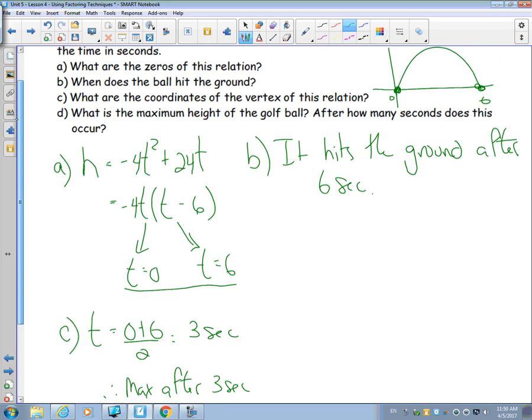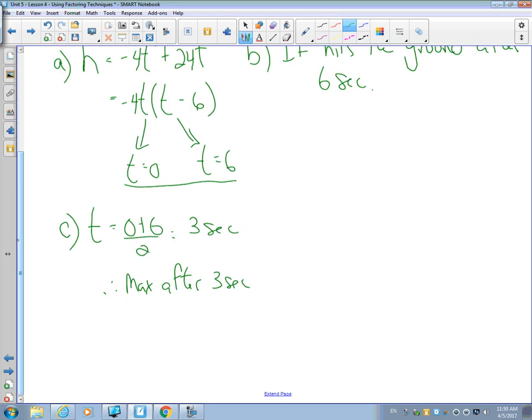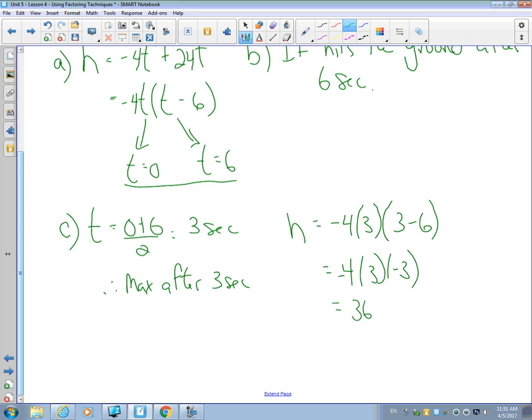What are the coordinates? Oh, the coordinates of the vertex. I'm not done. I need to find y, or in this case, h. H equals, I have an equation for it, negative 4 times t minus 6. So negative 4 times 3 times negative 3. That's 36. So I can actually change this wording a little bit. I can say the vertex is a max of 36 meters after 3 seconds. That's my vertex.